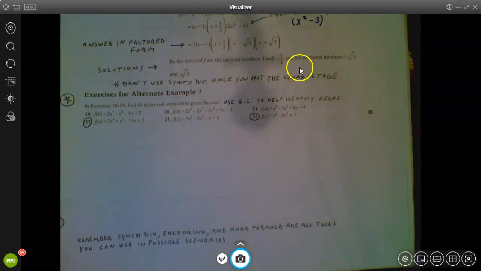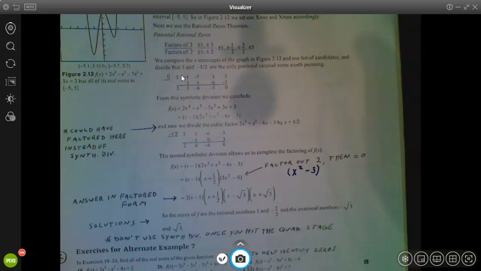But here's one of the main reasons I wanted you to see this. You guys know that this number and this number are not rational numbers. They're irrational, right? So when we did this idea, they're not in that list, right?